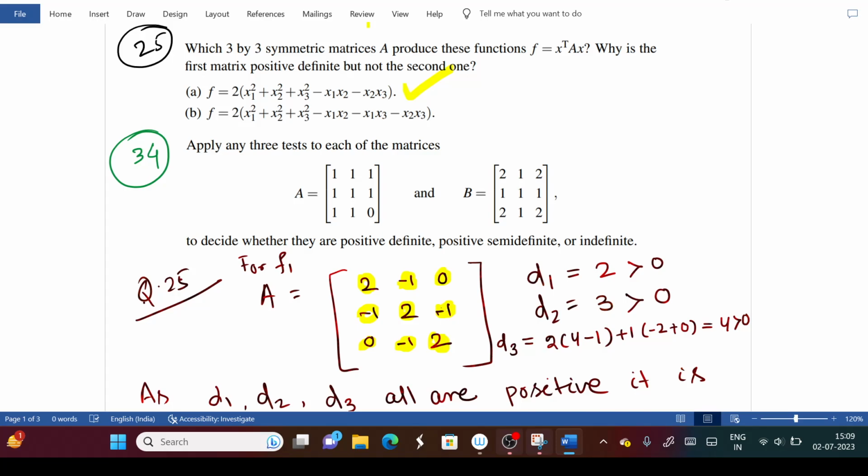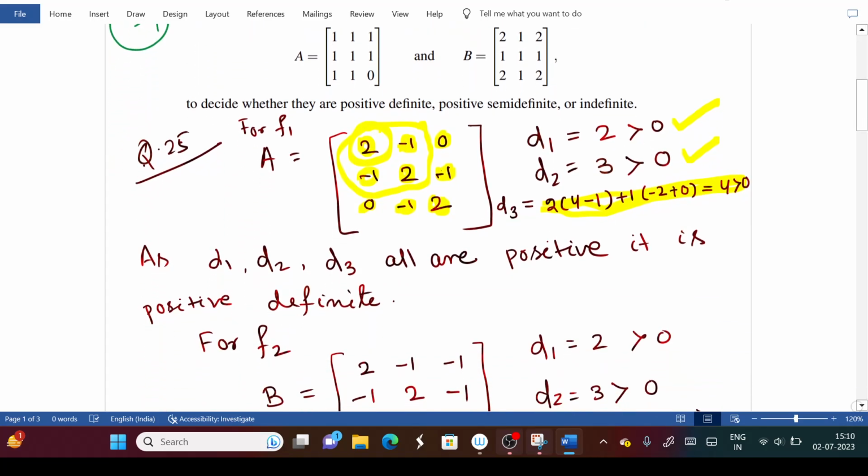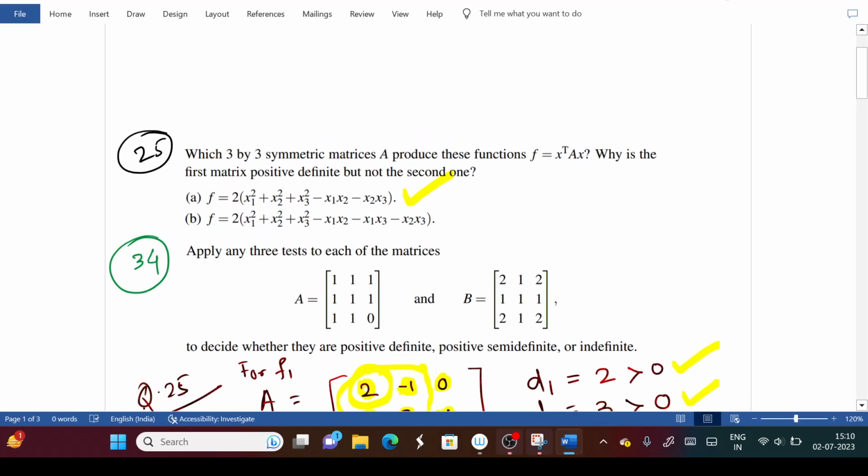Now what about D1, D2, D3? My first D1 is the 1, 1 position element. It is 2, which is greater than 0. Then its determinant is my D2, which is 3, strictly greater than 0. And the determinant of the matrix is this one, which gives me that it is also positive. So as D1, D2, D3 are all positive, the matrix is positive definite. That is, the quadratic form also. We can consider the matrix or quadratic form is positive definite.